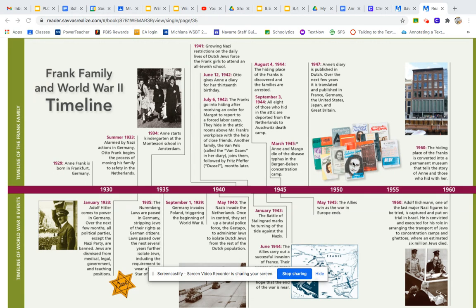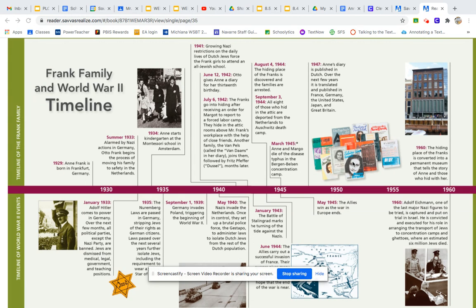Over the next few months, he eliminates all other political parties except the Nazi Party. And Jewish people no longer can work in the medical, legal, government, or teaching positions. So he's already starting to place blame on Jewish people. And so Otto, Mr. Frank, moves the family out of Germany, and they move to the Netherlands, into Amsterdam.